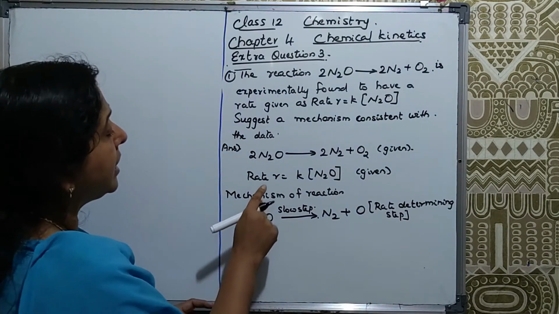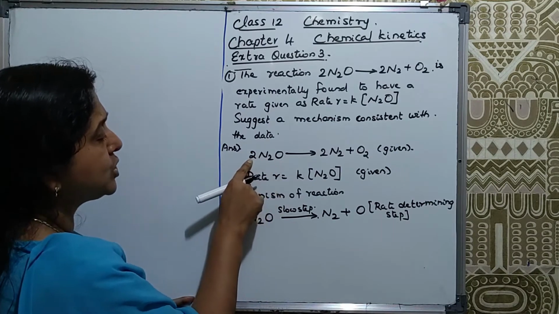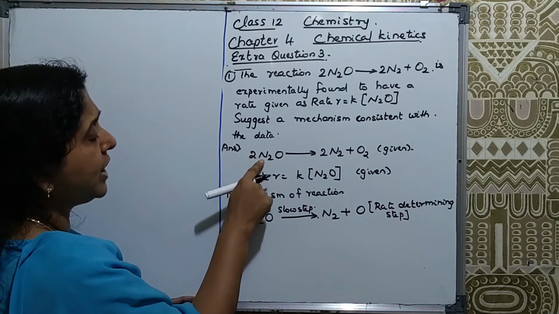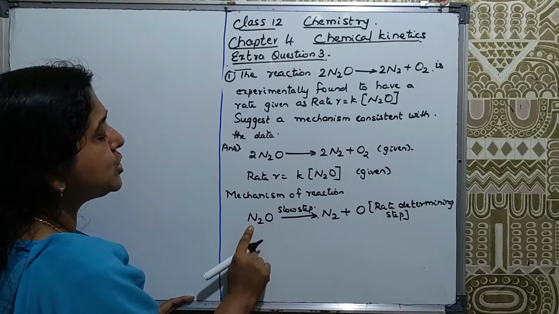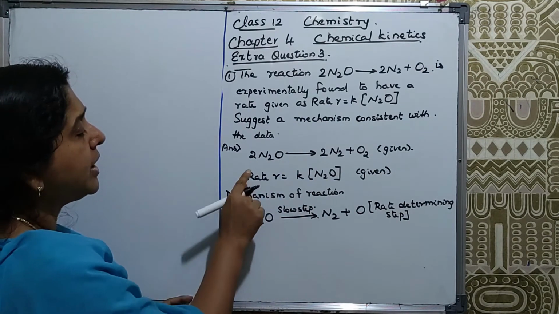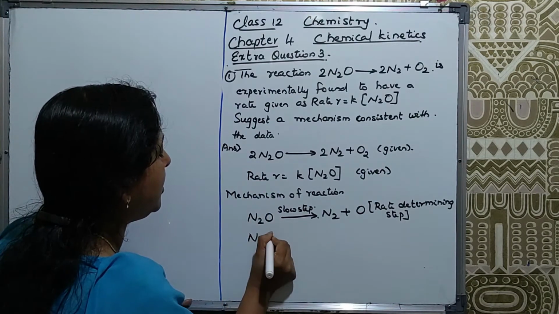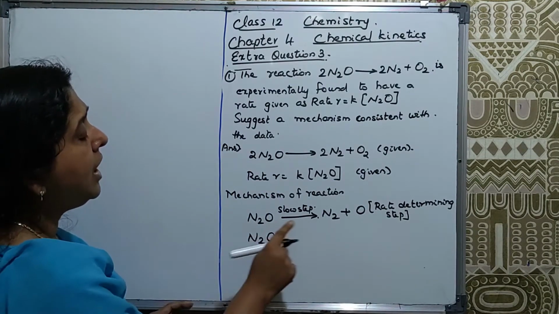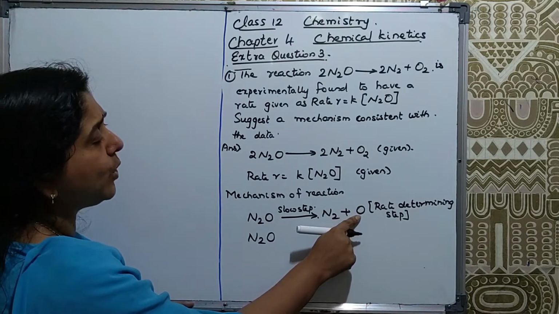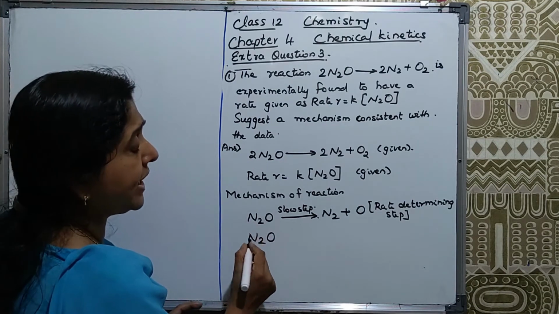Now, in the overall reaction, you want one more N2O. Actually, coefficient of N2O is 2. So, one N2O in the slow step is included according to the rate law. Now, here, one more N2O you want, so one more N2O we are writing. And O alone is not there in the overall reaction, so it should be cancelled.